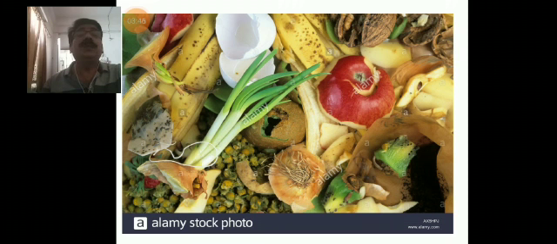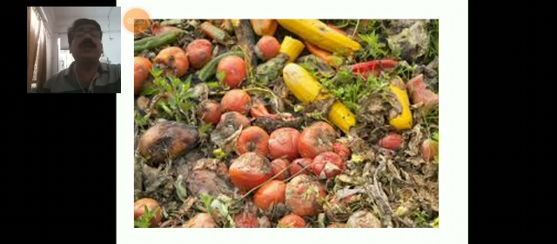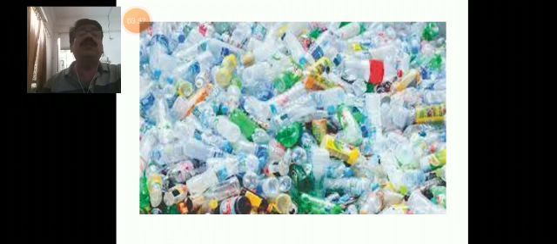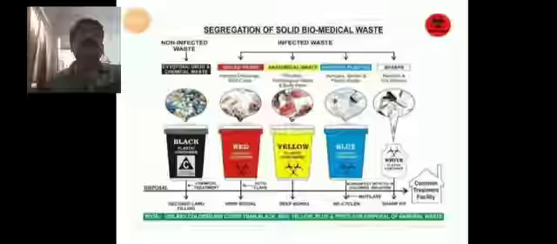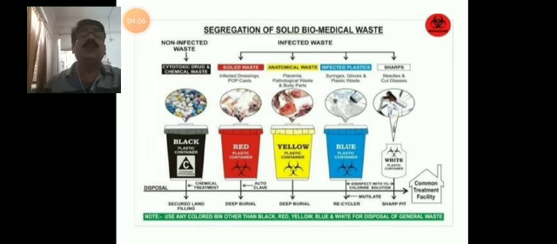So here you can see how vegetables, if you have thrown them in garbage, disintegrate after some time with the help of bacteria and finally mix with the soil. And here are the plastics, which are the most dangerous in our atmosphere, and they cause a lot of pollution. So this is the hospital waste.